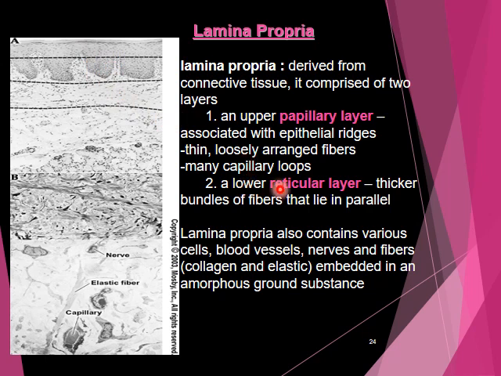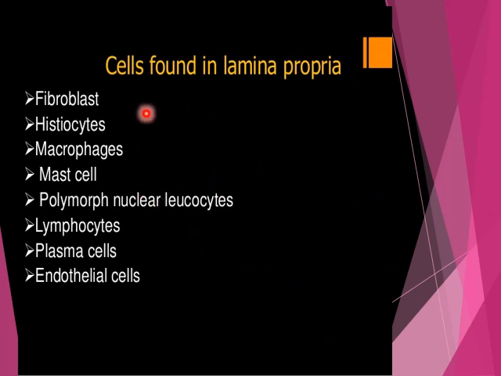The second part of the lamina propria is the reticular layer, which is a thicker bundle of fibers that lies in parallel. Lamina propria also contains various cells, blood vessels, nerve fibers, and collagen and elastic fibers embedded in amorphous ground substance. The cells present in lamina propria include the main type, fibroblasts, histiocytes, macrophages, mast cells, polymorphonuclear leukocytes, lymphocytes, plasma cells, and endothelial cells, which surround the blood vessels.